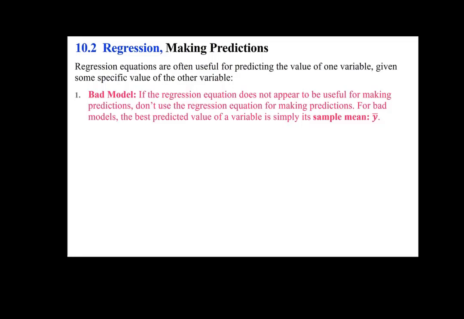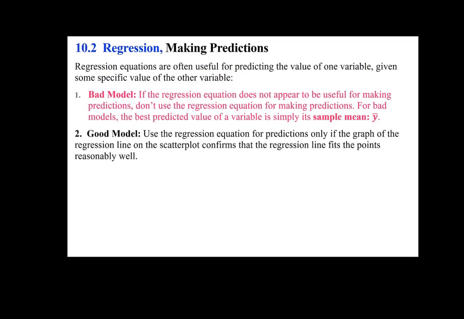So as I mentioned before, by bad model, what do we mean? The correlation is weak. So when you do the test of hypothesis, you don't reject H0. Then you don't use the regression line to explain anything. Good model. They'll use the regression equation for predictions only if the graph of the regression line on the scatter plot confirms that the regression line fits the points reasonably well.